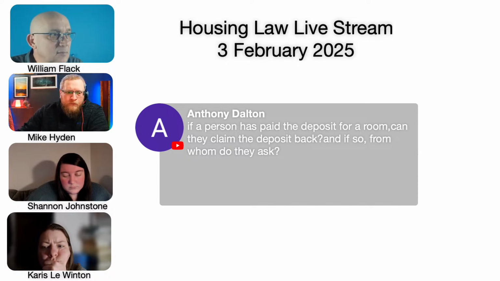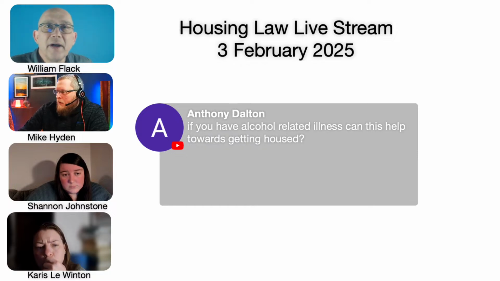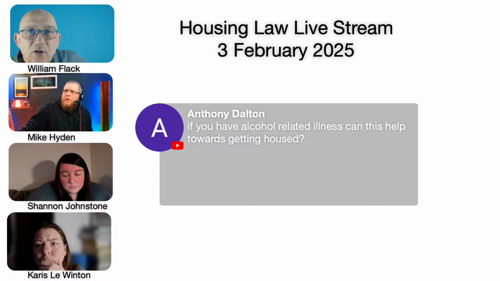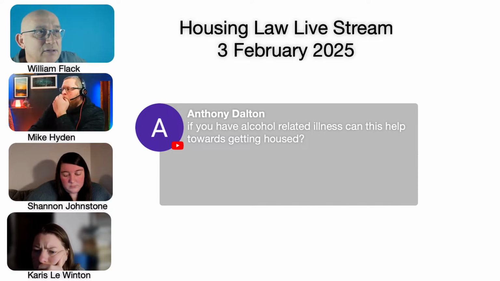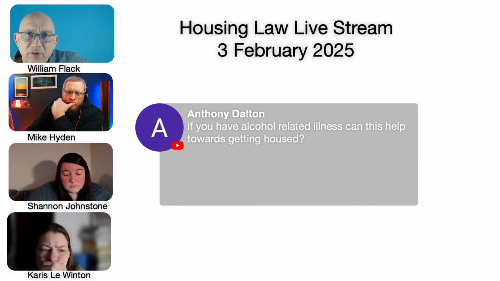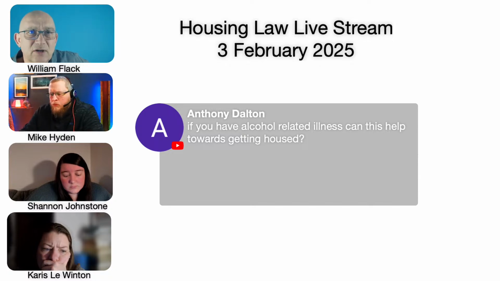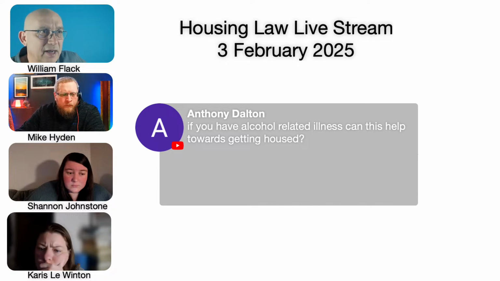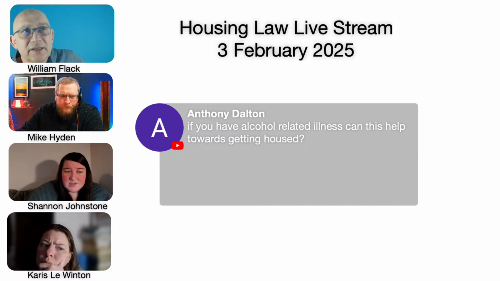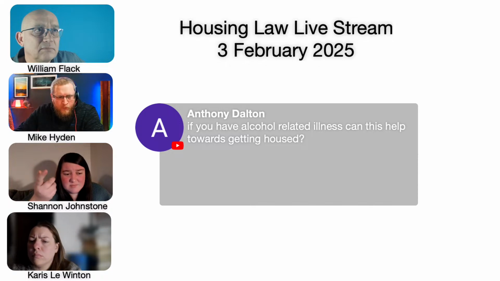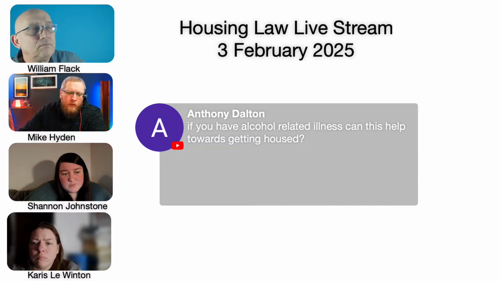Right, thanks. And Anthony's got another question which ties in with what we were just talking about. If you have an alcohol-related illness, can this help towards getting housed? Well, my thought on that one is, what do you mean by alcohol-related illness? Because there's alcoholism itself, which is an illness, I guess. But I guess it's things like cirrhosis. Some people can go blind, can't they? Dementia, and problems with your memory and all sorts.